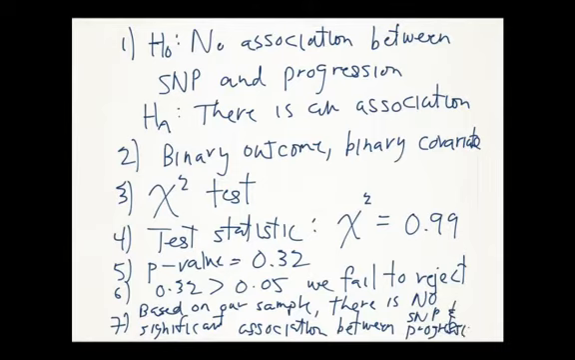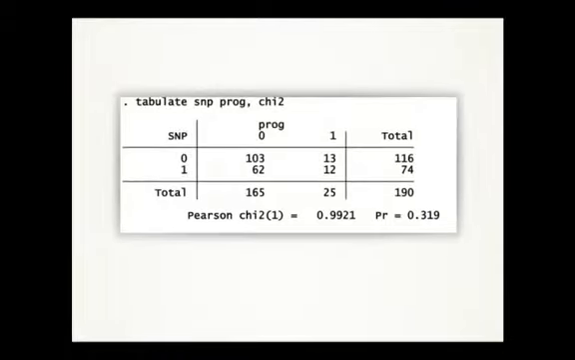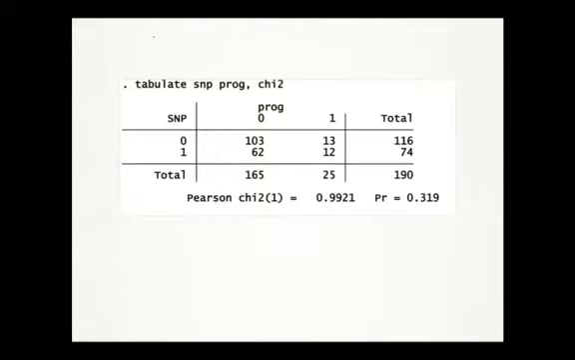Okay, so that is a chi-square test. All right, so let's take a look at how this looks when we do it in Stata. Let me just pull up the Stata table here. Okay, so remember we already know this command called tabulate. SNP is our covariate, progression is our outcome. Now we just add this extra piece, which is comma chi-square.